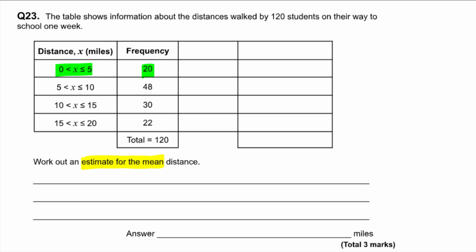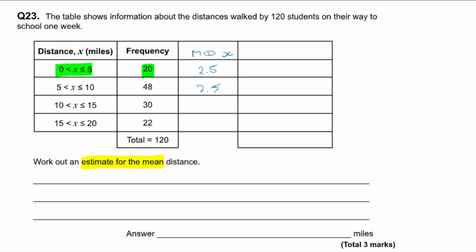And we tend to use the mid value for that. We use the mid value of each category, and we say, we don't know how far each of those 20 went, so let's assume that everyone walked the middle amount of that group. The first thing we're going to do is find all the mid-x values. Mid-x for the first category is halfway between 0 and 5. Add them together, divide by 2, you get 2.5. 5 plus 10 is 15, divided by 2 is 7.5.